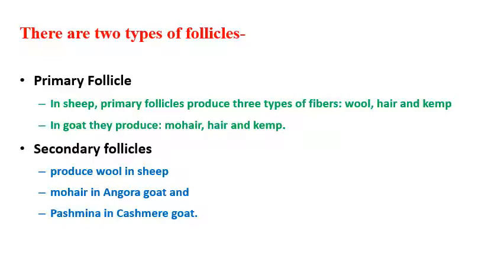Then mohair in the case of Angora goat, not the other two varieties, in the case of Angora goat. And the Pashmina goat, which produces Pashmina, is also called the Kashmiri goat. So Pashmina fiber is produced from the secondary follicles.